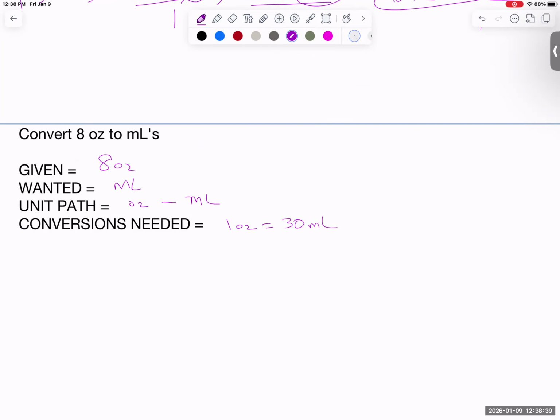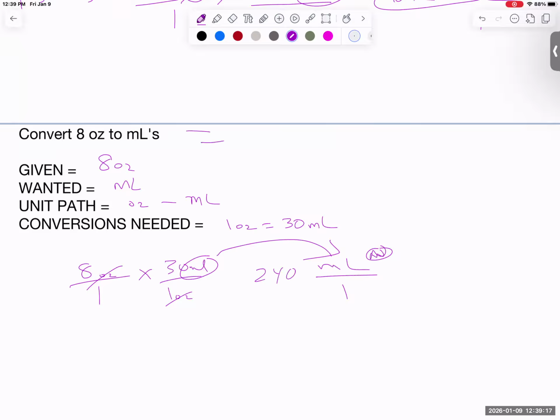So now I'm going to set up. This patient had 8 ounces of juice, but I need it in milliliters because I'm putting it on my intake and output. So I start my fraction: 8 ounces over 1. I should probably make that a smaller ounce because I don't want to mistake that for 80. And I'm solving for milliliters in my numerator. So now I need to say 1 ounce is 30 milliliters. That gets rid of my ounces, and I have milliliters left. And now it's just math. So 8 times 30 is 240 milliliters.